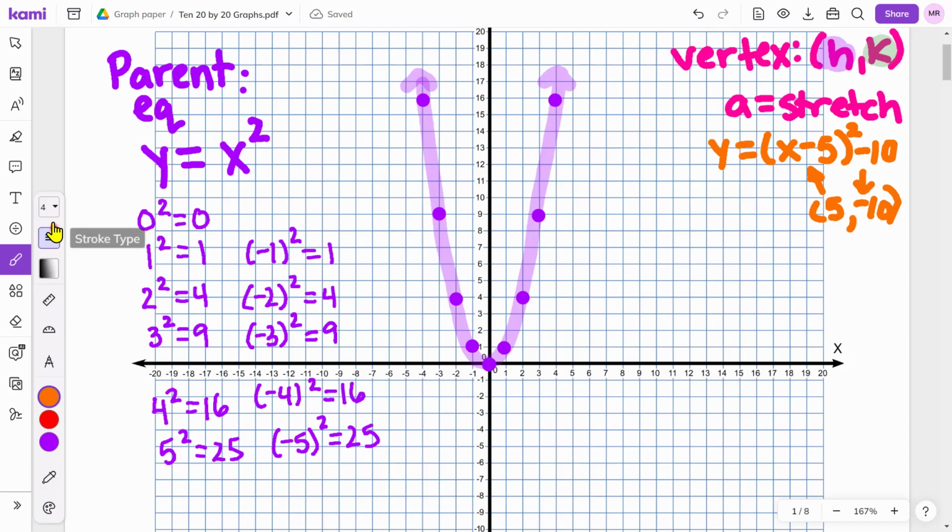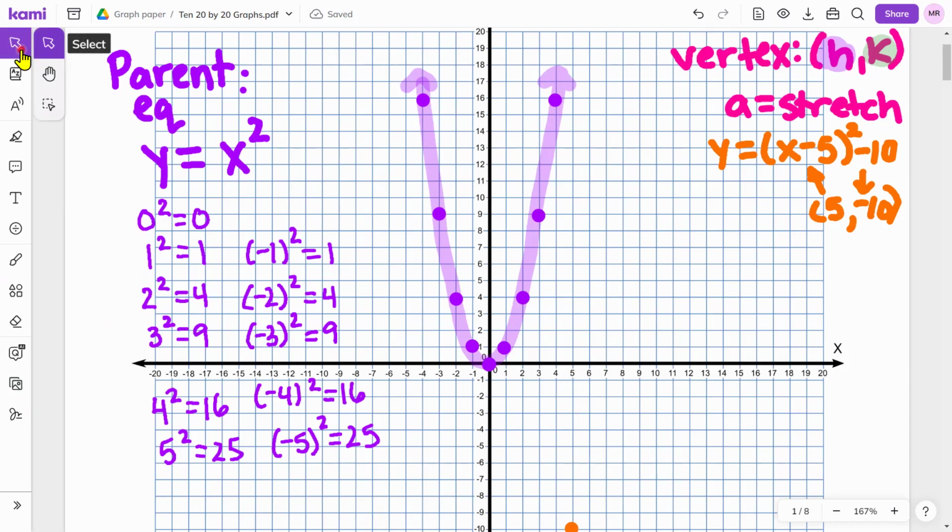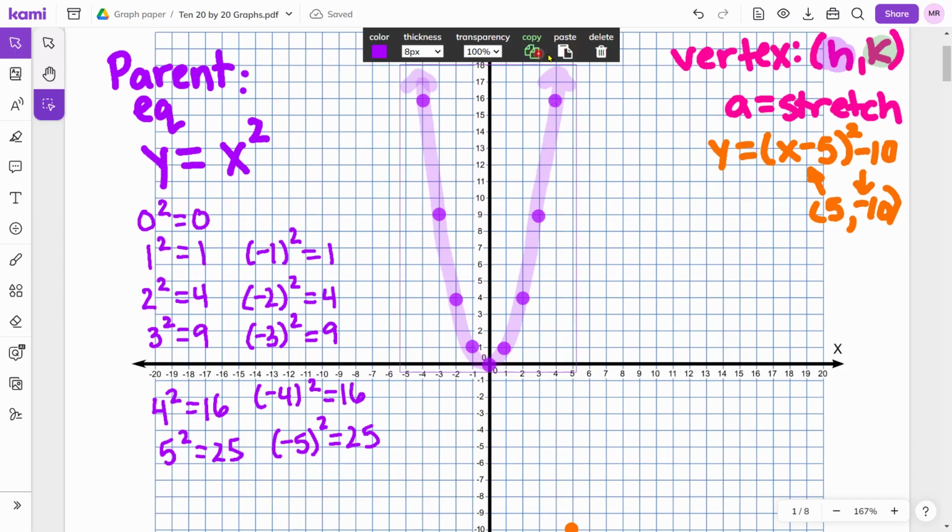So I am going to come to 5 comma negative 10, put a point at 5 comma negative 10, and that's where my new parabola is going to be. Just to demonstrate to you, the only thing I've done is physically move every point to the right 5 and down 10. Let me copy and paste this graph. So I would be taking this graph and moving it down to right here.